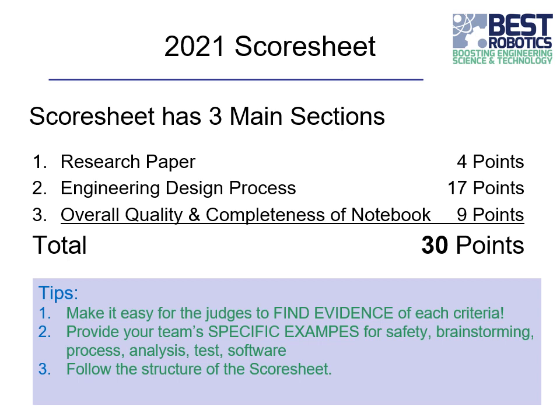So again, some tips: make it easy for judges to find evidence. Use the same words that are in the evaluation and specification. Give specific examples for all those items, and follow the structure of the score sheet. Make sure it's easy to see in your table of contents how the information in your document fits the score sheet. So next we're going to look at the 3 pages of the score sheet.